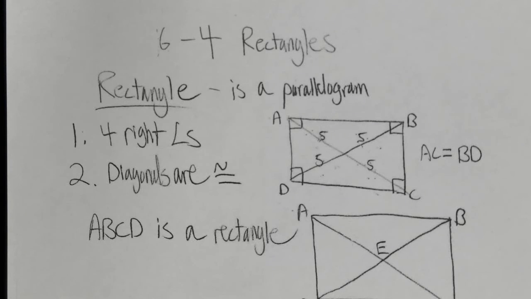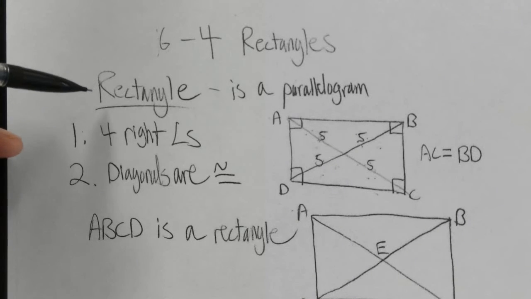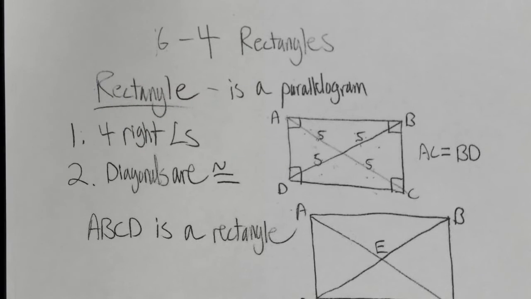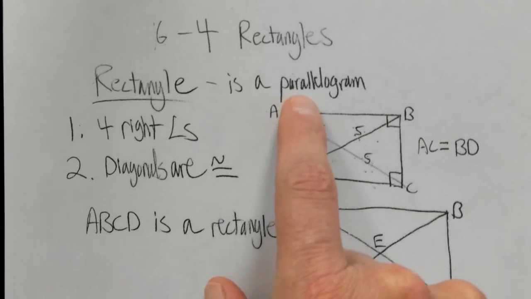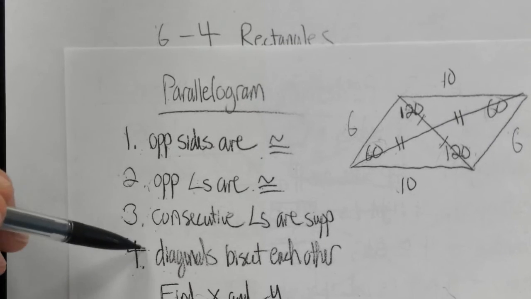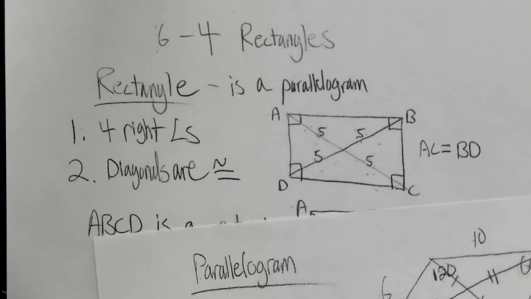Okay, now in this section, 6-4, the topic is rectangles. Now, remember, don't forget, a rectangle is a parallelogram, right? And so what that means is, since a rectangle is a parallelogram, that it has all of these four properties for being a parallelogram, right?